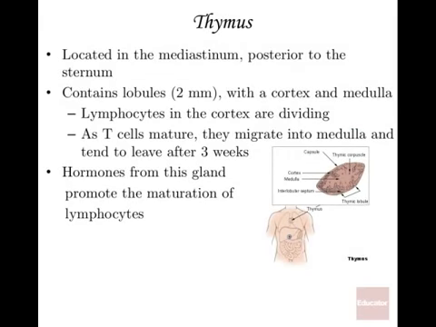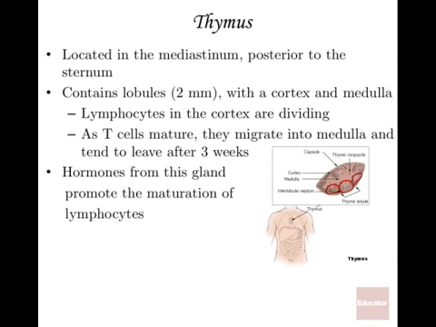All right, now in terms of the larger lymphoid organs, one of them is the thymus. To hear more about the thymus, look at the endocrine system lessons, where I talk more about the hormone function of the thymus, but here is more structural information. It's located in the mediastinum, posterior to the sternum, near the heart. It contains lobules, and these lobules are about 2 millimeters in diameter. Here's a little cross section. If we took a slice through the thymus and looked down into it, this is a lobule.